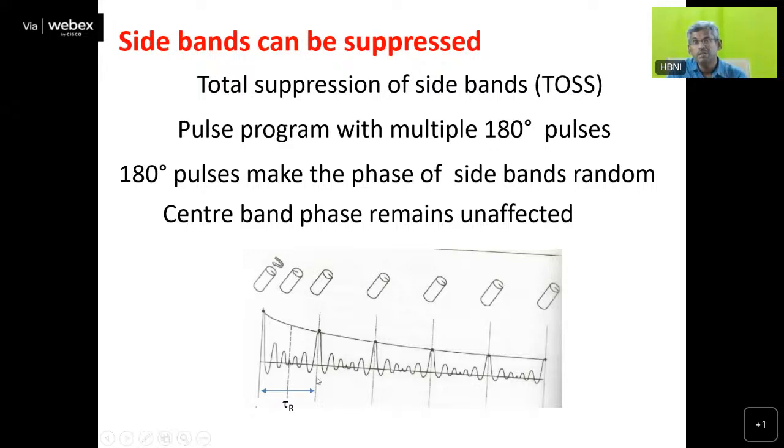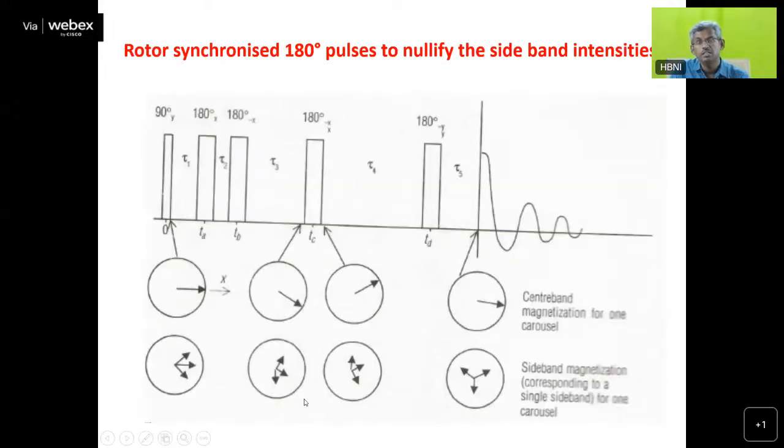So multiple pi pulses can be synchronized with this rotor frequency. We call these rotor synchronized pi pulses. These rotor synchronized pi pulses can be suitably applied by taking different delay times within a rotor period itself, and we can cancel the components which are generating sidebands.